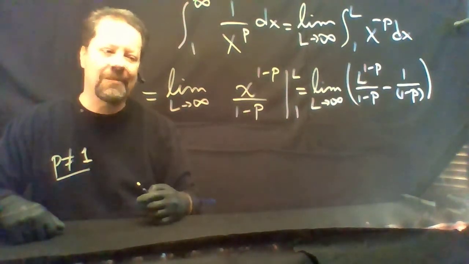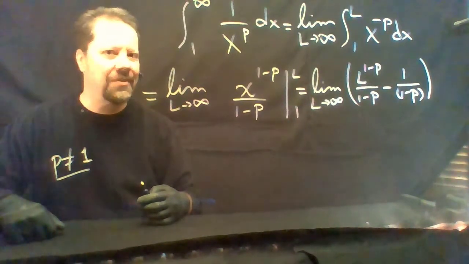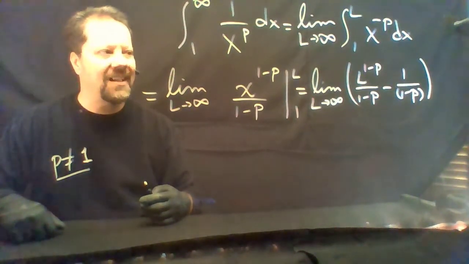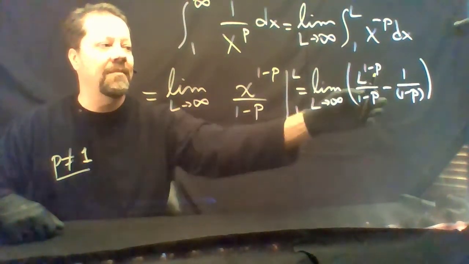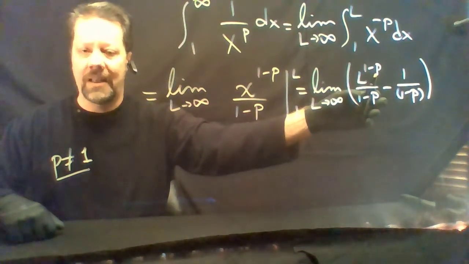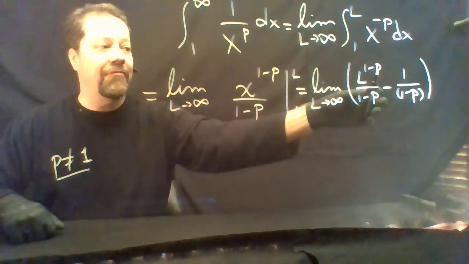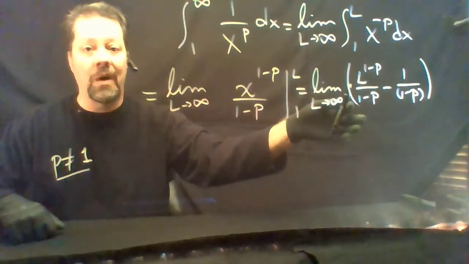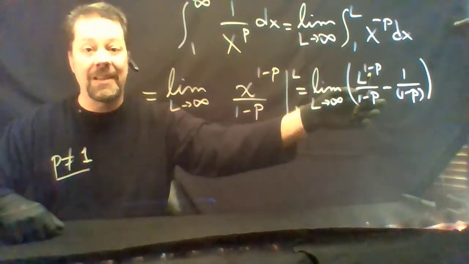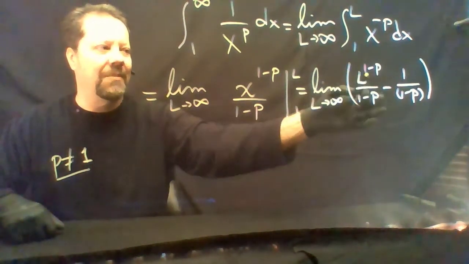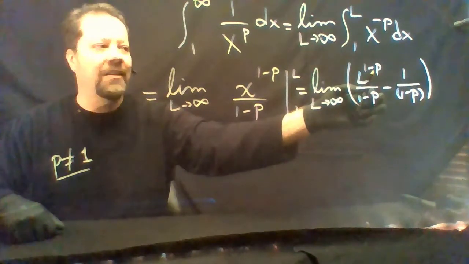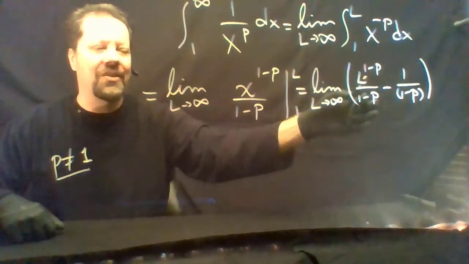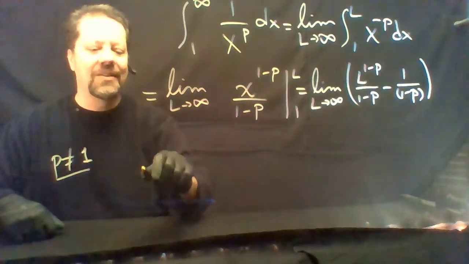What happens in the limit as L goes to infinity? Well, it depends upon whether or not p is bigger than 1 or less than 1. You can see that if p is 0, this is going to blow up and go to infinity. If p is 1/2, it blows up. The exponent will still be positive. But if p is 2, you get a negative exponent. So it will depend.